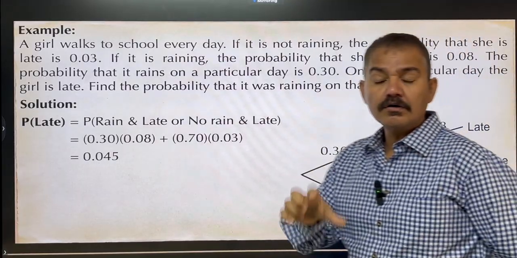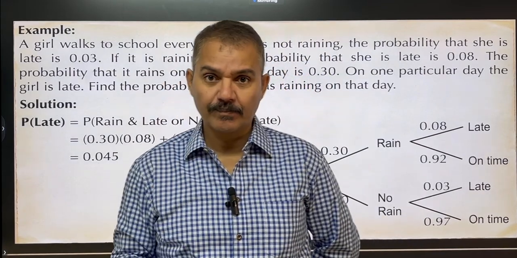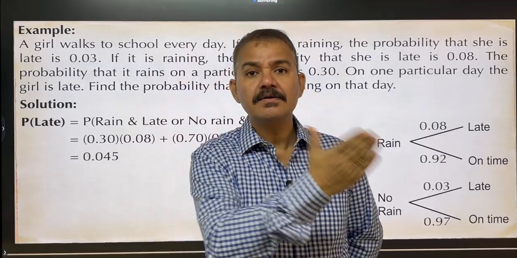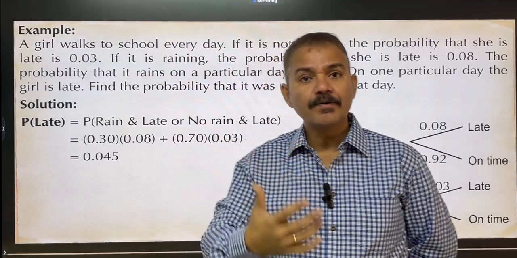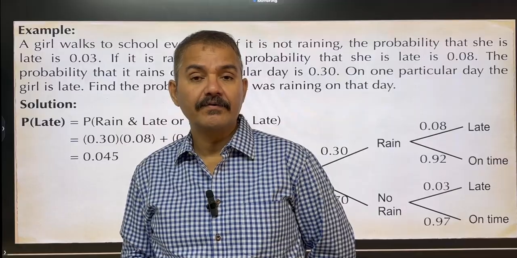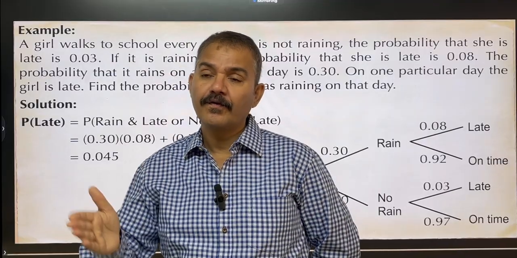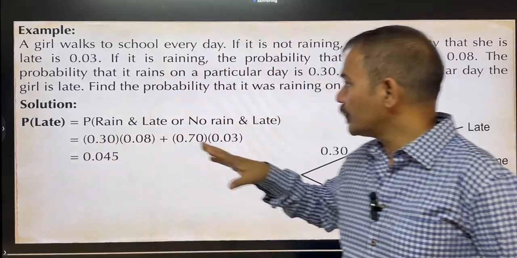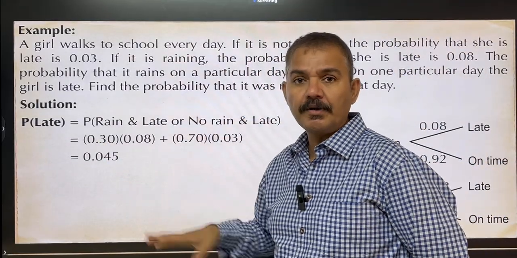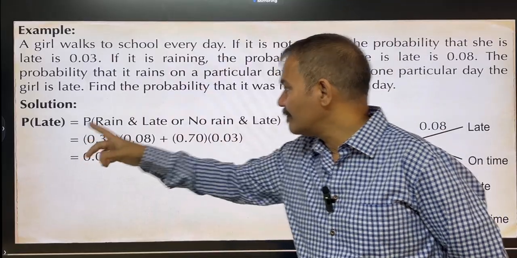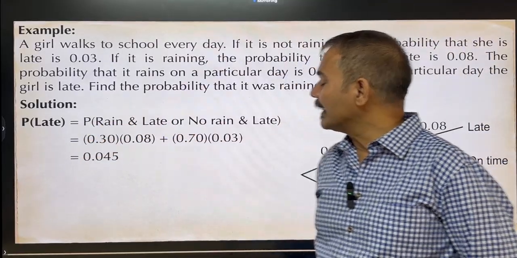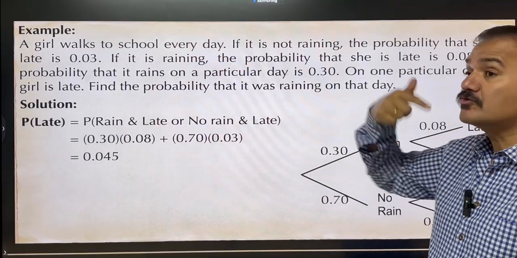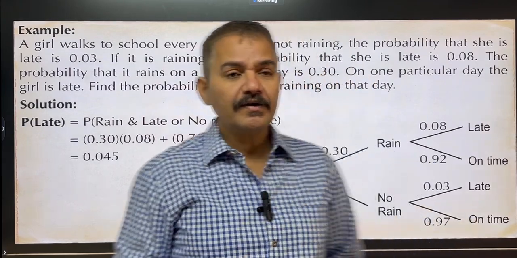Also, this is called total probability theorem. The total probability theorem says that if an event may happen in different possible ways, then the probability of occurrence of that event will be the sum of probabilities of all possible ways. You don't need to base on this total probability theorem at this point, but just for your information. So the probability of being late is 0.05. Now you have to find the probability that it was raining on that day. So how do we find this probability?